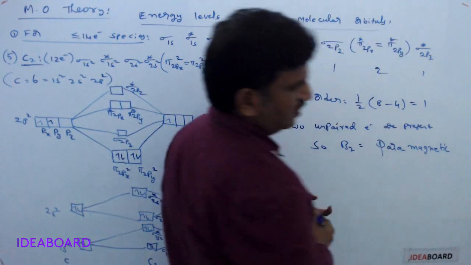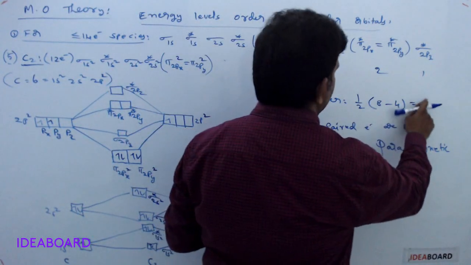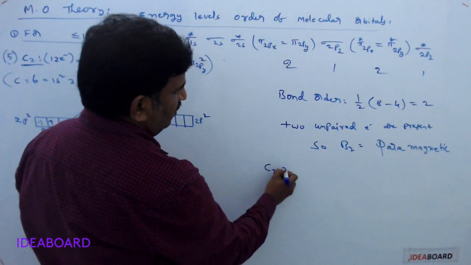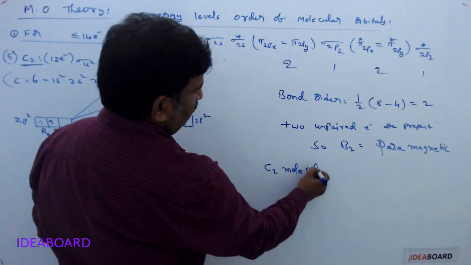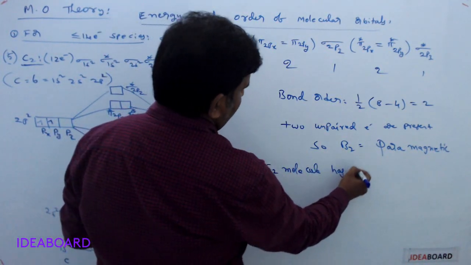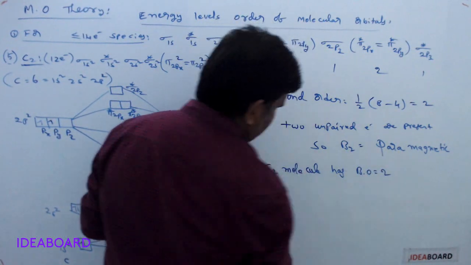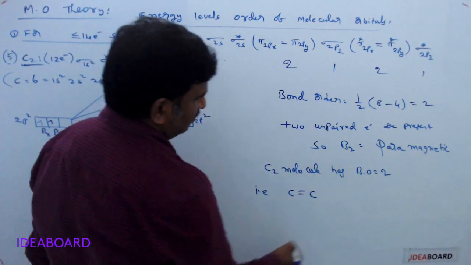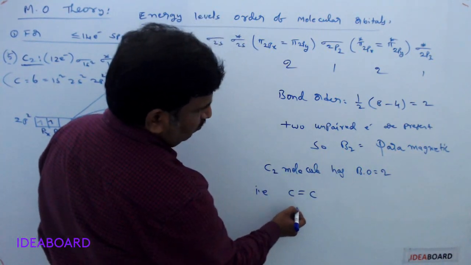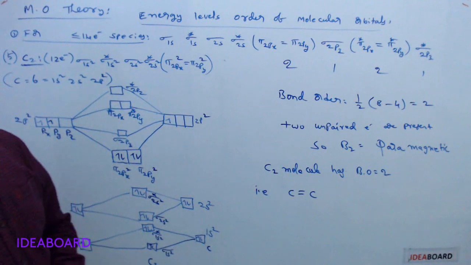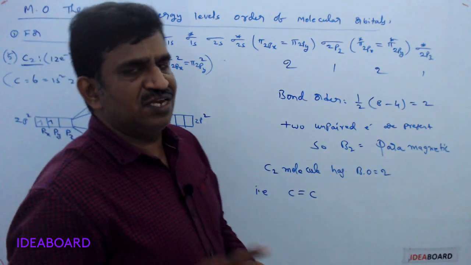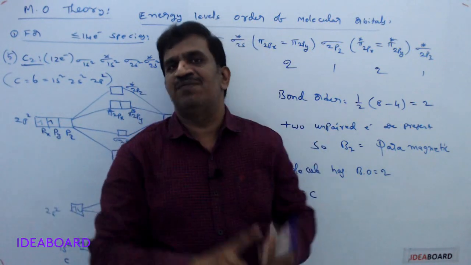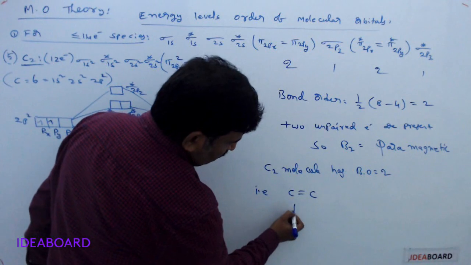So 8 minus 4 means how much? 4, 4 by 2 you will get 2. Very, very important, C2 molecule. C2 molecule has bond order 2, that is carbon double bond carbon, and here the two bonds are what type of bonds? We may think like generally a double bond means 1 sigma 1 pi, a triple bond means 1 sigma, remaining 2 are pi bonds, but here both are pi bonds.